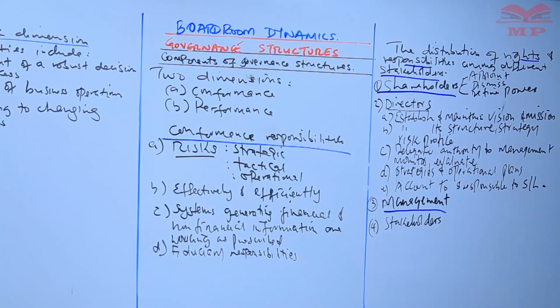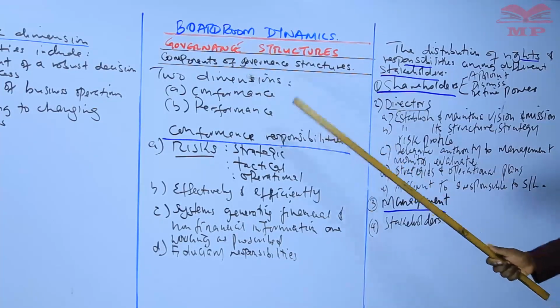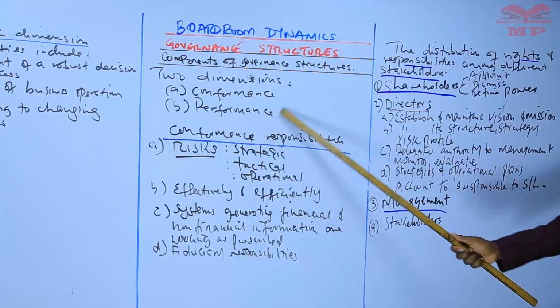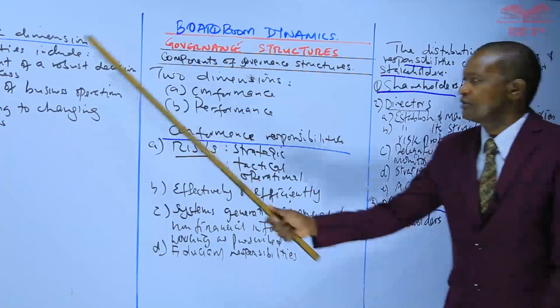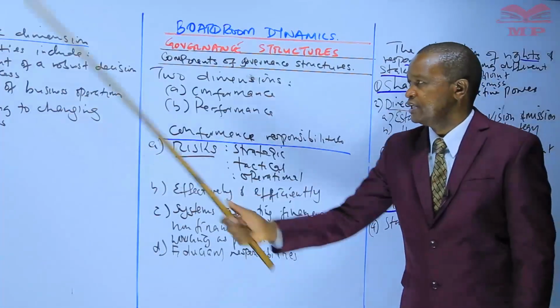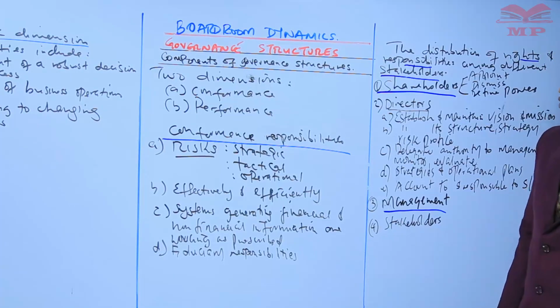So candidates, these are the components of governance structure. We've discussed the various components like the shareholders, the directors, the management, the stakeholders. We've discussed the dimensions of a corporate structure, the conformance dimension, the performance dimension. We've discussed the conformance responsibilities as well as the performance responsibilities in this lesson.